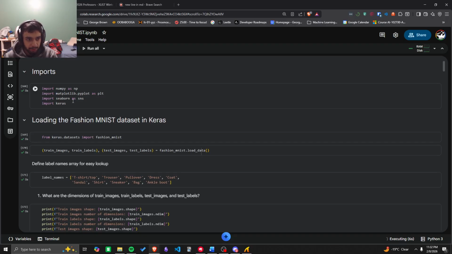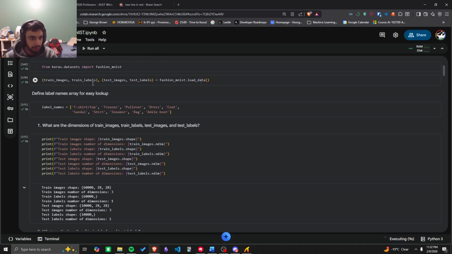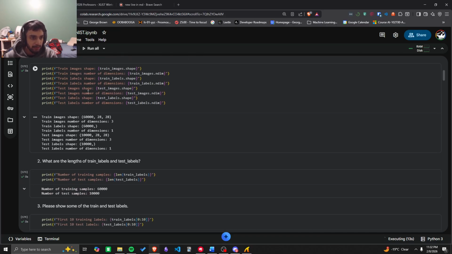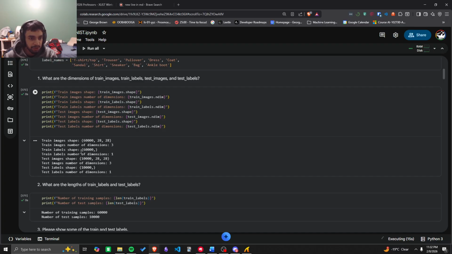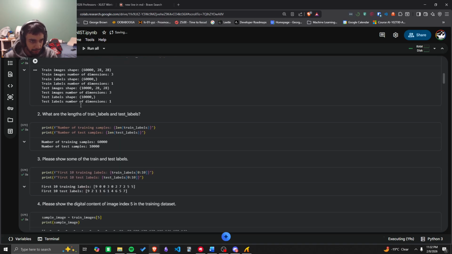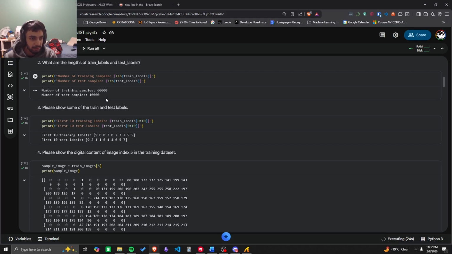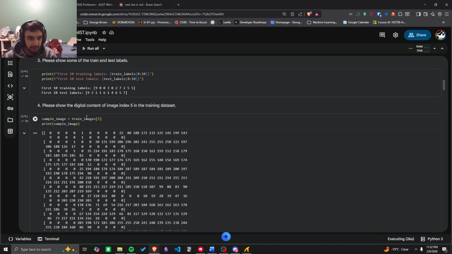We're just importing our libraries and modules up here and loading the dataset. We just have an array for the names for the labels. Here we can see the number of dimensions and the size of the dimensions for the training images, labels, test images, labels. Here you get the length. You have the first 10 labels of it.